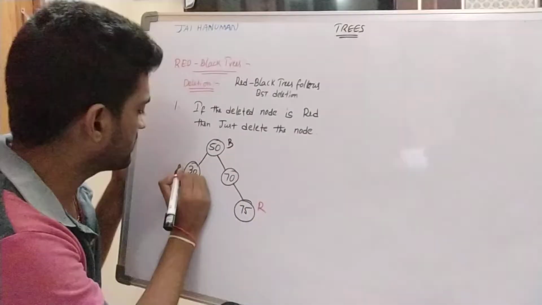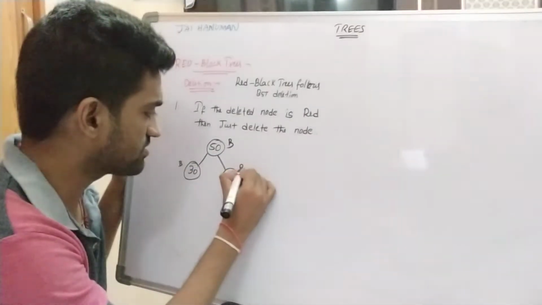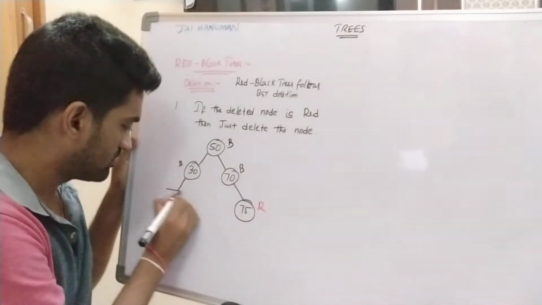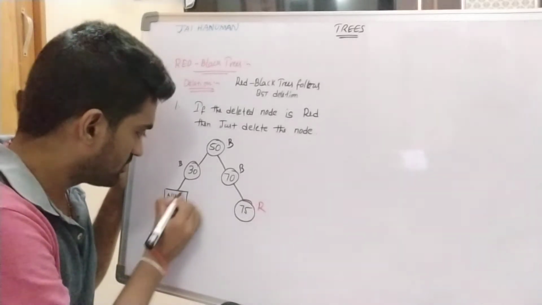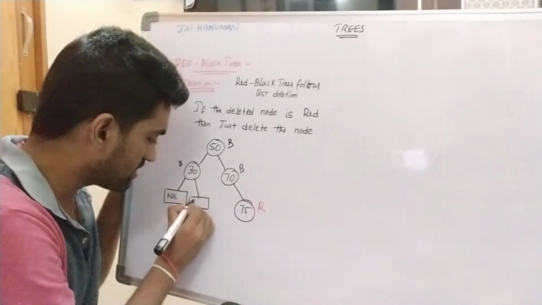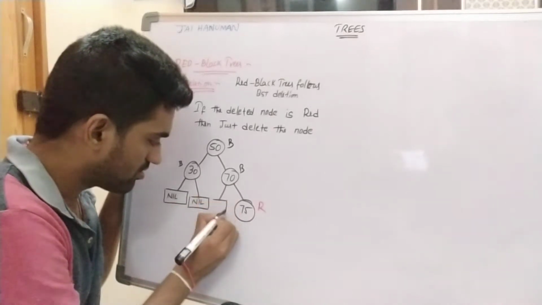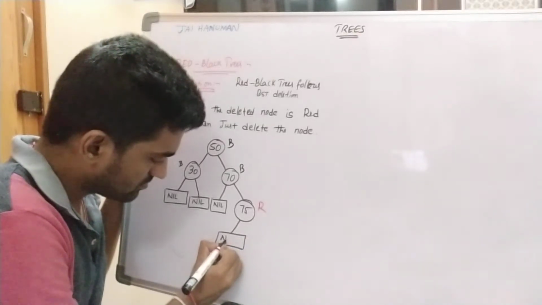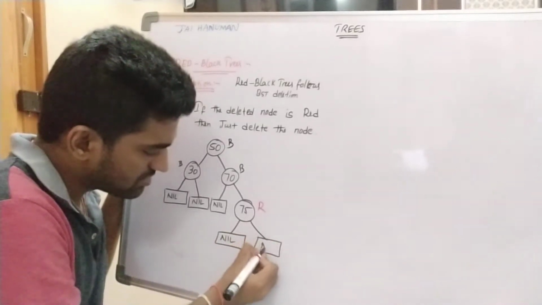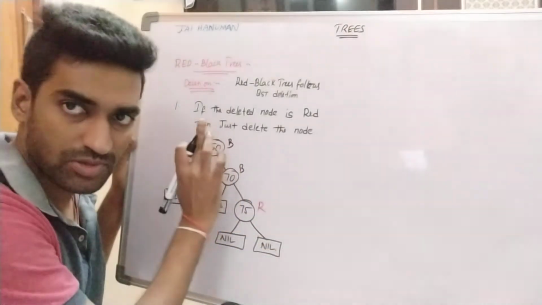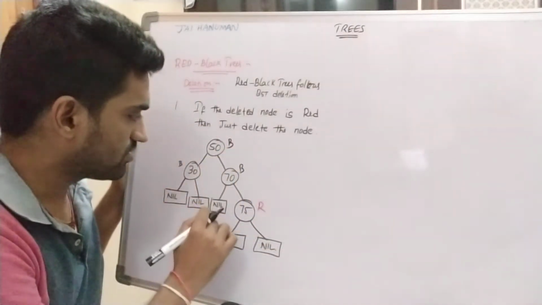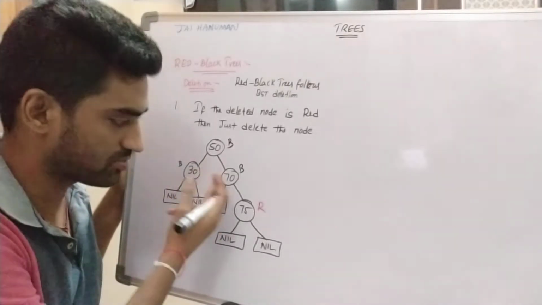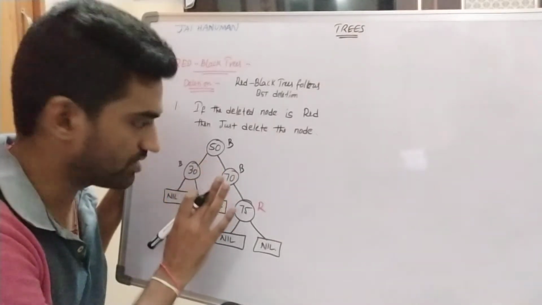Here this is black, and suppose this is also black, this is also black. The remaining nodes can be considered as nil nodes. In red-black trees, leaf nodes are always represented with nil. Now check all the properties of the red-black tree. The first property: the root is always black, and that is satisfied by this tree. Then there are no two adjacent red nodes, no red parent with red child, so that property is also satisfied.